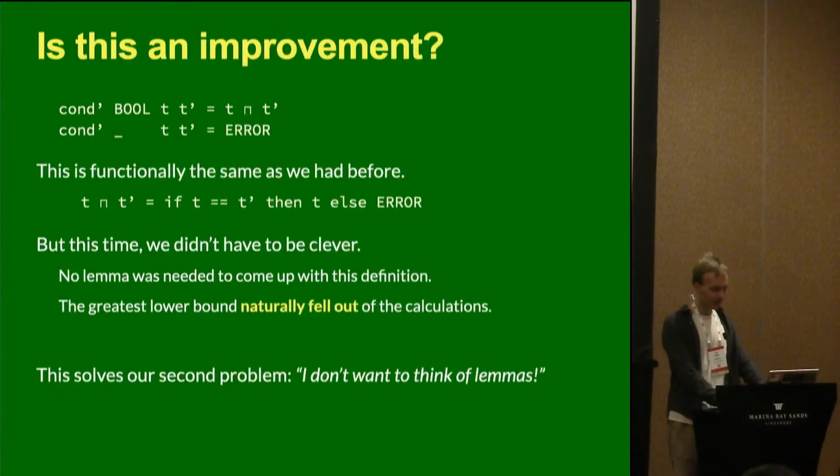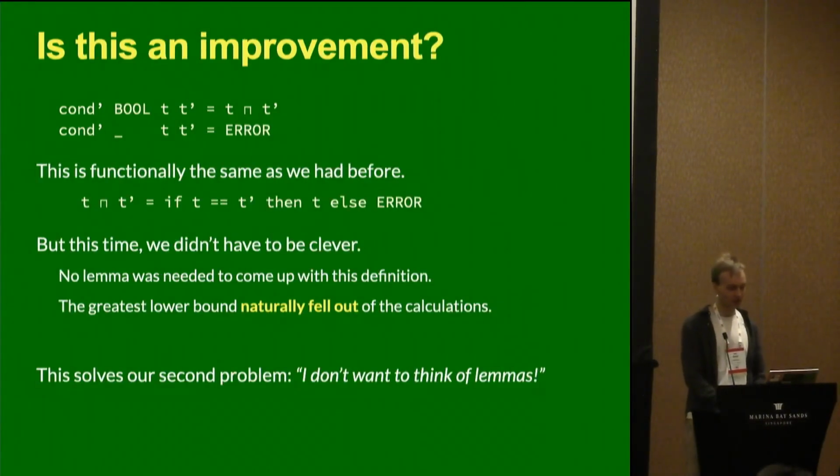Okay, cool. This is now our definition of con prime, this operator which finds the type of a conditional. And actually this is functionally identical to what we had before when we did the whole calculations in the previous way, because this definition of the greatest lower bound, you can just read off from the graph of the ordering: if the types are the same, it's just one of these types, and otherwise it's error because that's the bottom value.